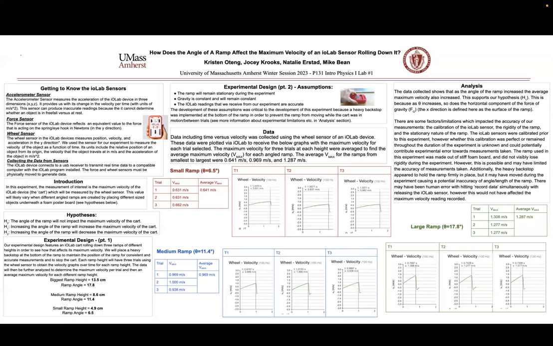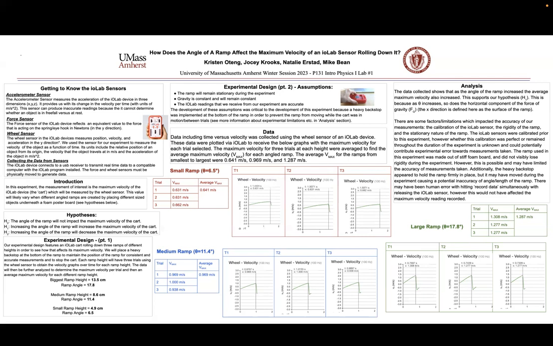And then for our analysis section, we delved a bit deeper into our data points. The data shows that as the angle of the ramp increased, the average maximum velocity also increased, which supports hypothesis 1. This is because as theta increases, so does the horizontal component of the force of gravity. And as I said, this is in the X direction, which we defined to be the surface of the ramp.